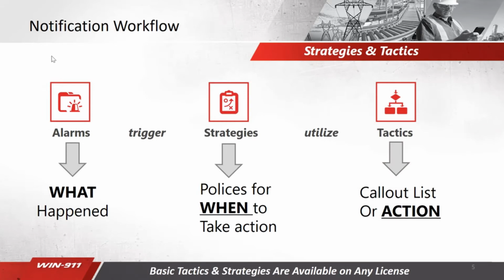Let's take a look at our workflow delivering these alarms to the end user. First of all, the alarm comes in. That's the what you choose to notify on. This triggers off a strategy. These strategies are policies of actions to put in place. This will define your starting, stopping, and re-notify policies for the user. This strategy is a pointer and it will point to your tactic. Your tactic is a new terminology for WIN-911, which is a call-out list of people.